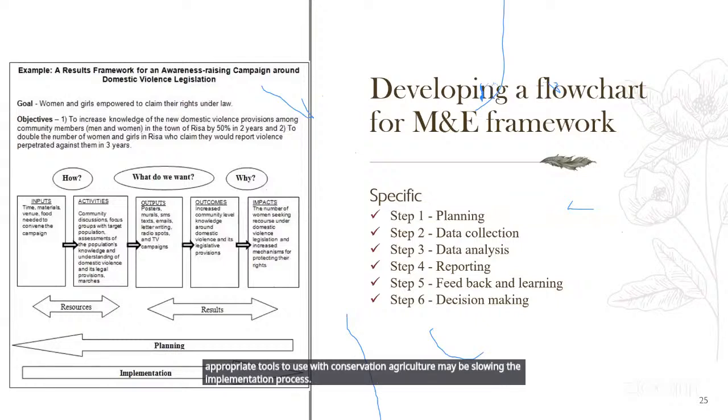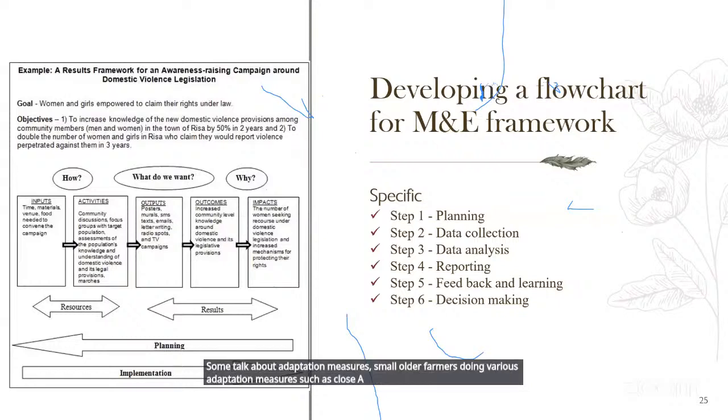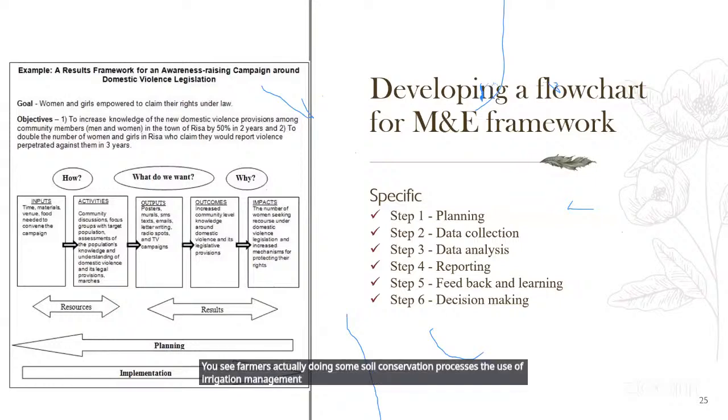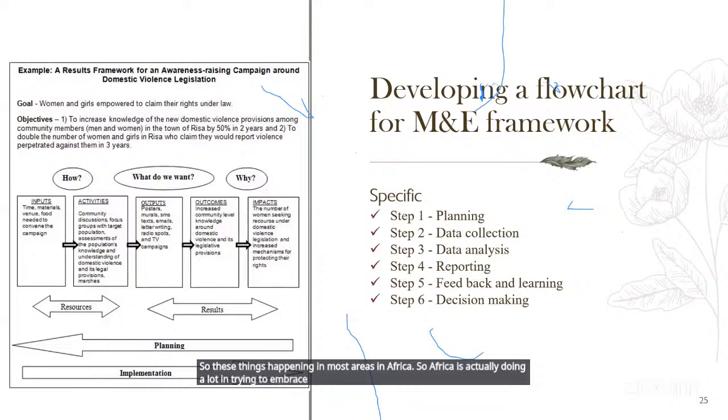Some talk about adaptation measures, smallholder farmers doing various adaptation measures such as crop diversification. You see farmers doing some soil conservation, the use of irrigation management, climate information services now coming into play. So these things are happening in most areas in Africa. So Africa is actually doing a lot in trying to embrace these aspects of climate smart agriculture.